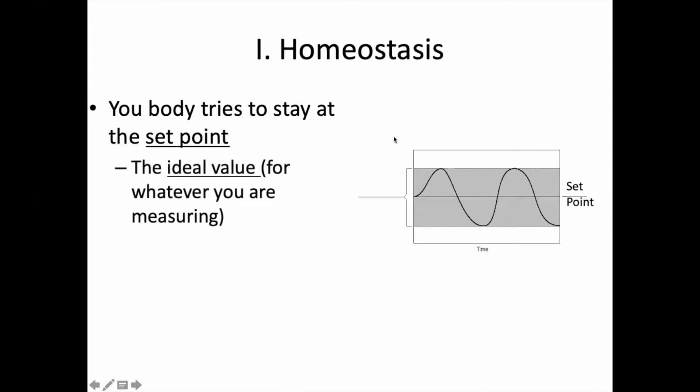The ideal value, set point is the ideal value for whatever you're measuring. Like I said, 98.6 degrees is ideal, what you want. It doesn't have to be temperature, we're talking about anything. We're talking about nutrients. Your body wants this much nutrients from the food you eat.